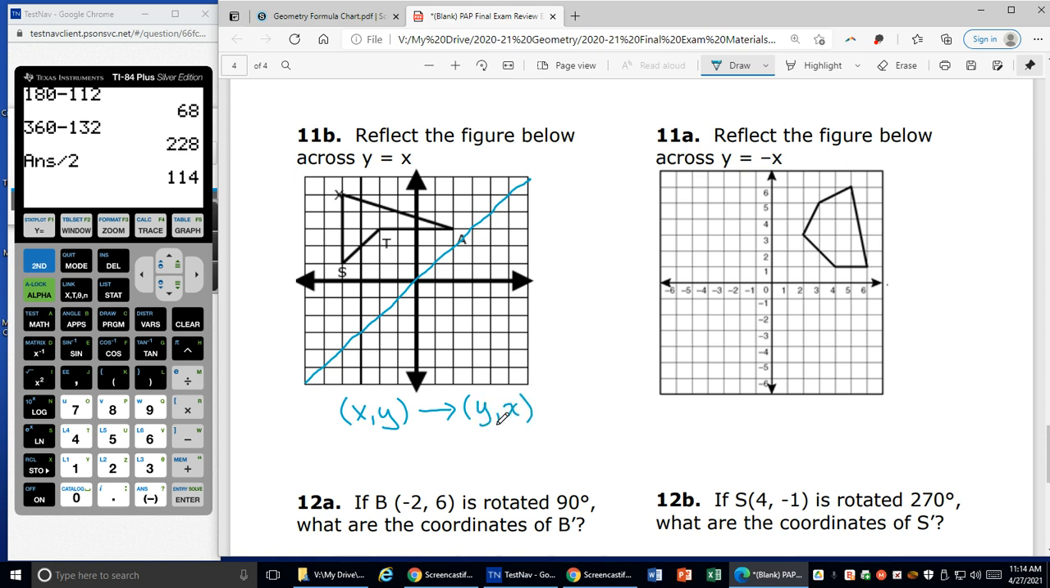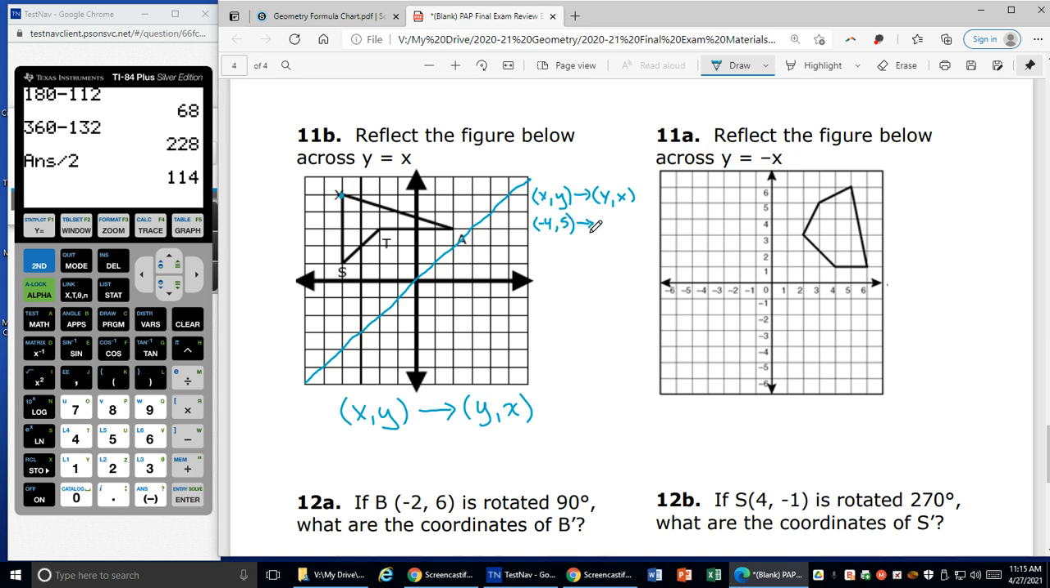Okay, so what I need to do is take each one of these points and switch their coordinates. So I'm actually going to rewrite it over here. (x, y) becomes (y, x). If I start with point X, it is at 1, 2, 3, 4, negative 4. And then y, 1, 2, 3, 4, 5.